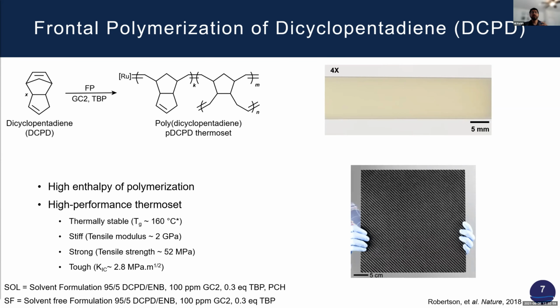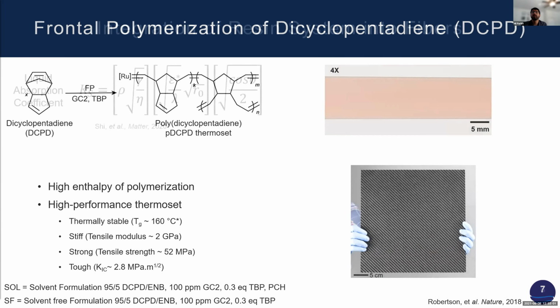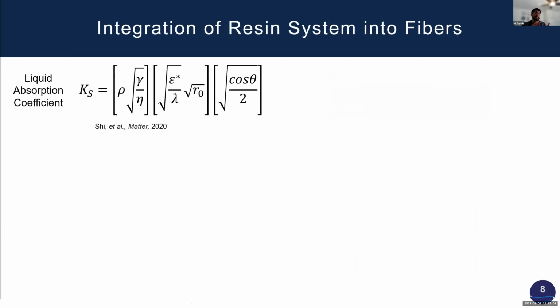That being said, to integrate this into 3D printing, we have to look at the integration of the resin system within the fibers as we're depositing the material in 3D printing. In order to do that, we're going to be taking advantage of the liquid absorption coefficient, looking at the properties for the resin system: here, the density, the viscosity, as well as the surface tension. The fiber properties in terms of the porosity, as well as the tortuosity, and then the interaction between the fiber and the resin itself, looking at the contact angle.